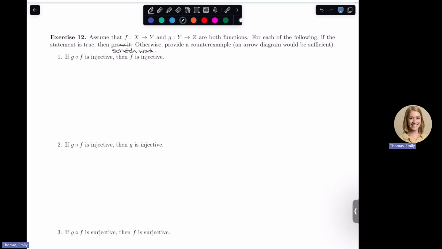We shall do that. So we've got f from x to y, g from y to z. They're both functions. We're going to see if these statements are true, and if they are, we are going to prove them. And if they are not, we are going to find a counterexample, which disproves them. Okay, g of f is injective. G of f is 1 to 1. Is f 1 to 1? Or must it be?